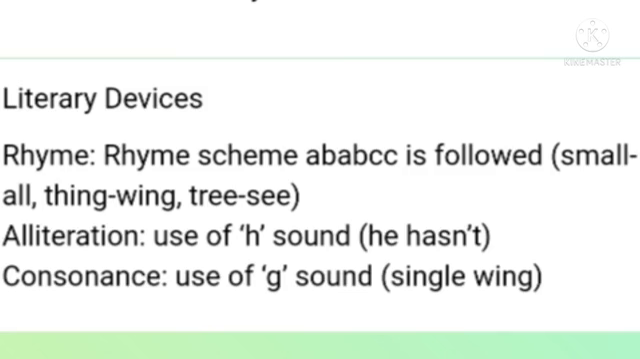Then we have consonance. Consonance is a repetition of the consonant sound towards the end or in the middle of words. It is not seen at the beginning, either in the middle or at the last. So here you can see "single wing". The G sound is in the middle in "single" and the G sound is at the last in "wing". So the G sound is repeated in "single" and "wing". That is why the poetic device is consonance.